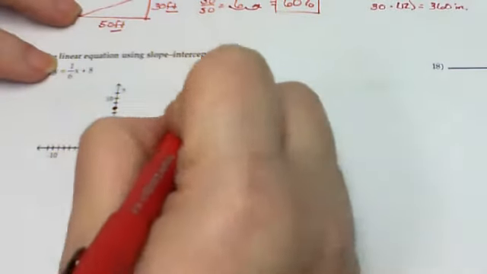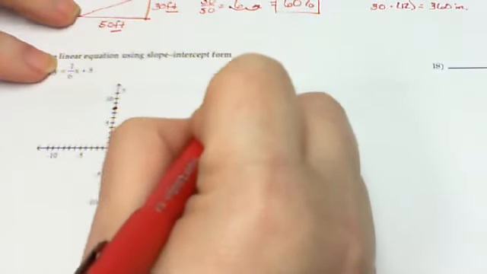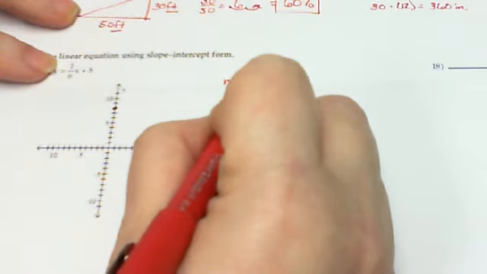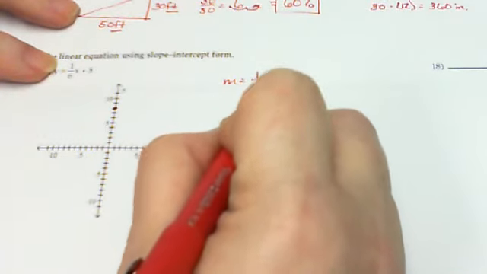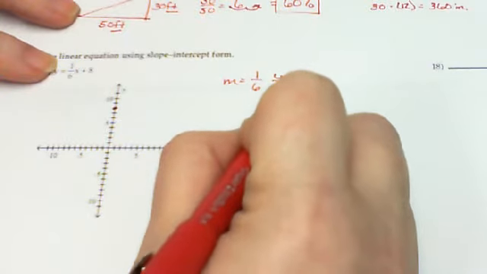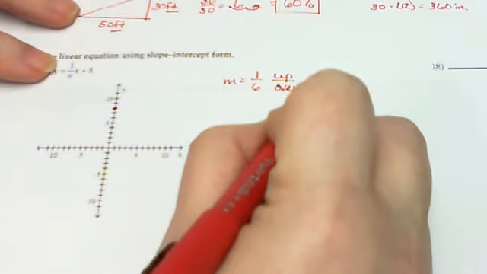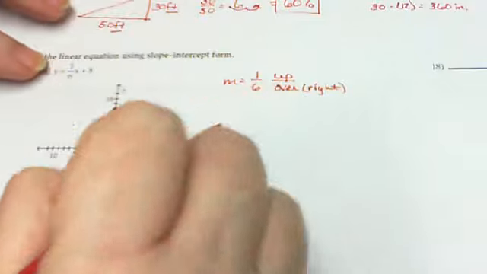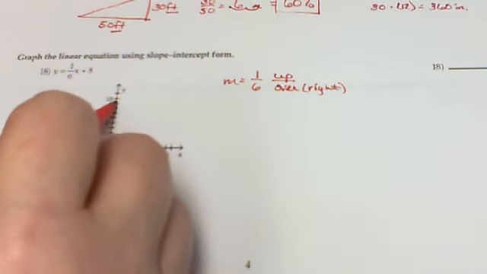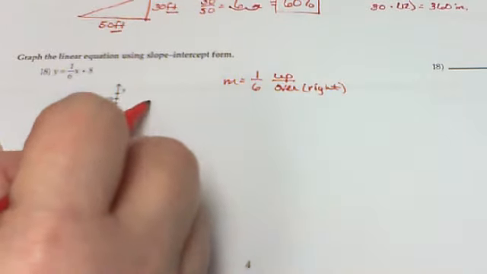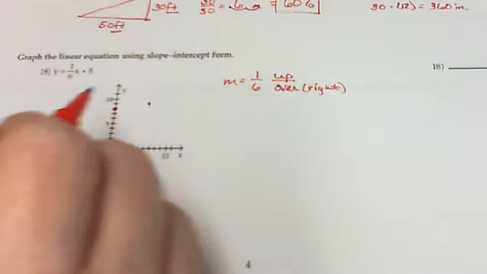And then my slope is equal to 1 over 6. So that is 1 up and 6 over. And technically my over is always right. The only time I ever don't go right is when my bottom number is negative, and that never ever happens. So I would go up 1 and over to the right 6 and put my dot.